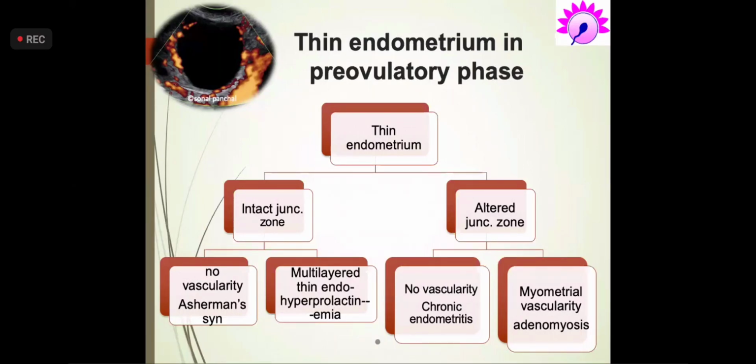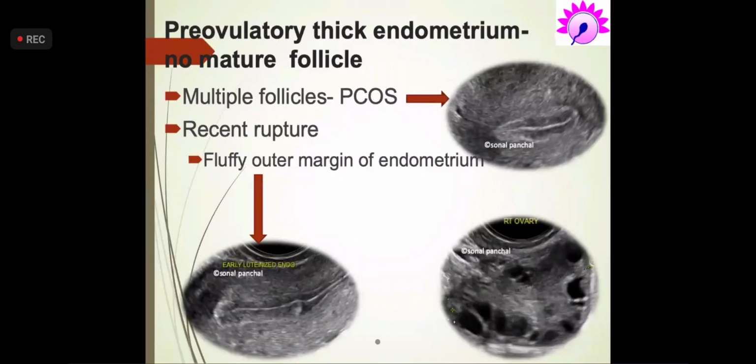So it's a thin endometrium, pre-ovulatory phase, irregular endomyometrial junction. It may be either acute or chronic endometritis, or it may be severe adenomyosis. But if the endomyometrial junction is intact, it's either that the follicle which looks larger is not functionally mature, which is the commonest cause. If that is not the cause, then think of Asherman's or think of hyperprolactinemia.